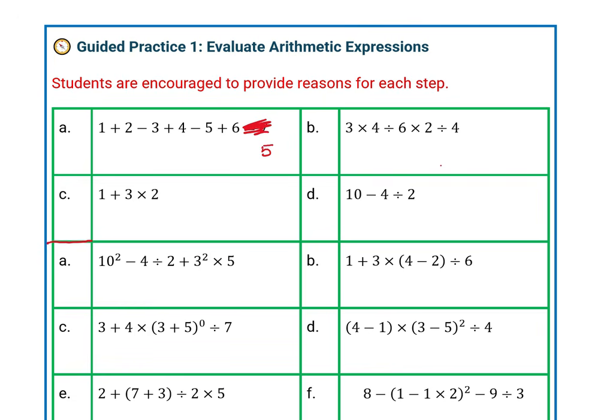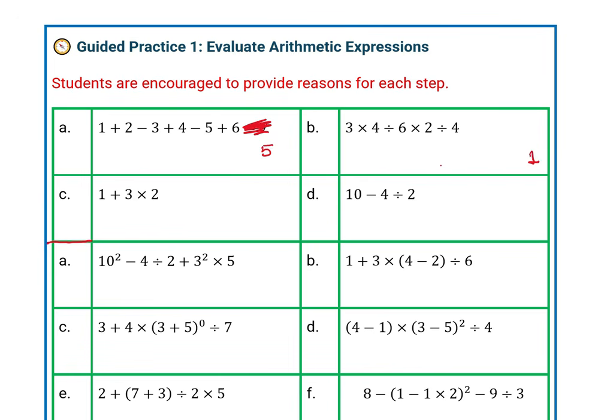The next one, we have taken multiplication and division. 3 times 4 divided by 6 times 2 divided by 4. You have to go from left to right. 3 times 4 is 12, and when you divide 12 by 6, you get 2. 2 times 2 is 4, and 4 divided by 4 is 1.